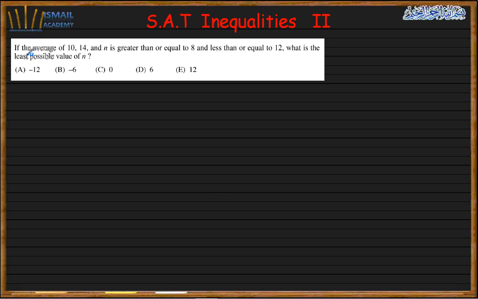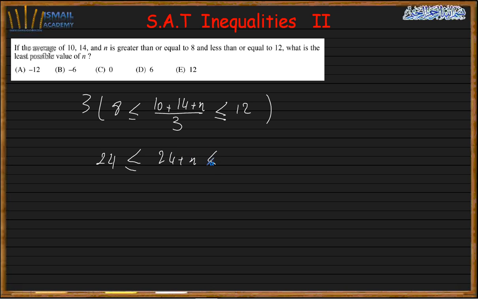So if the average of 10, 14 and n is greater than or equal to 8 and less than or equal to 12, so the average of three numbers is 10 plus 14 plus n, the whole thing divided by 3 because we have three numbers. So 24 plus n divided by 3 is between 8 and 12. What is the possible value for n? So what we do here, we multiply the whole thing by 3. So I get 24 is less than or equal to 10 plus 14, which is 24, plus n, which is less than or equal to 36.